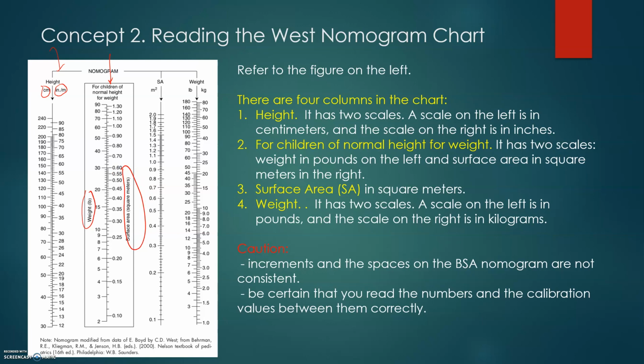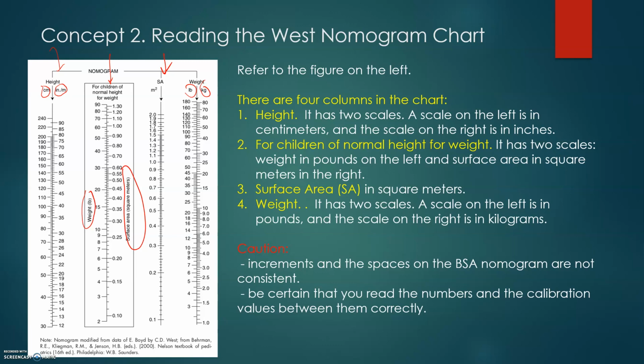The third column is surface area in square meters, and then weight, the fourth column, has 2 scales again. On the left, we have the weight in pounds and we have the weight in kilograms, so we don't have to do the conversions. We can use the information provided.